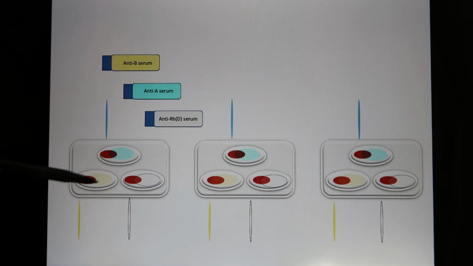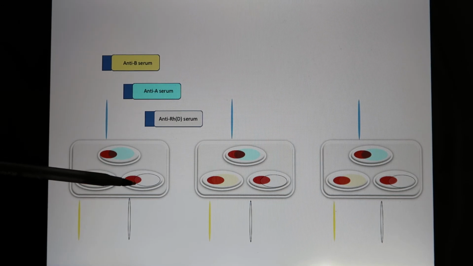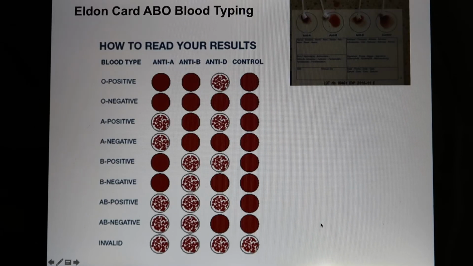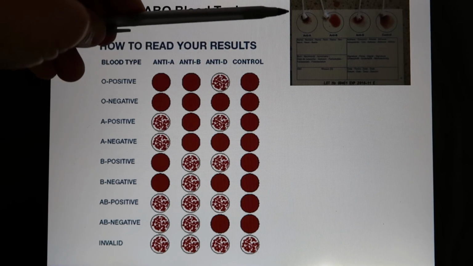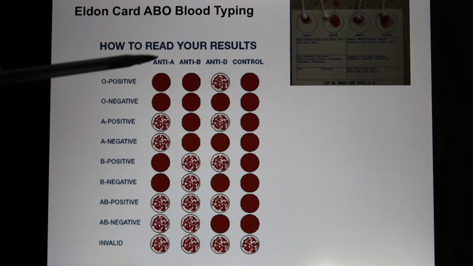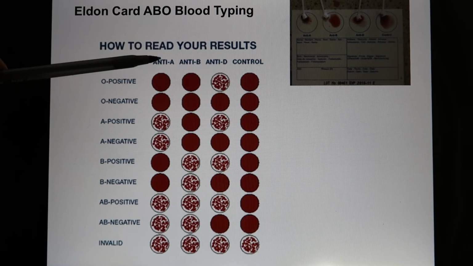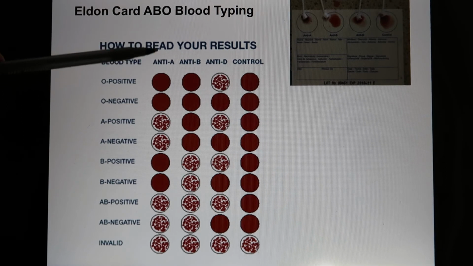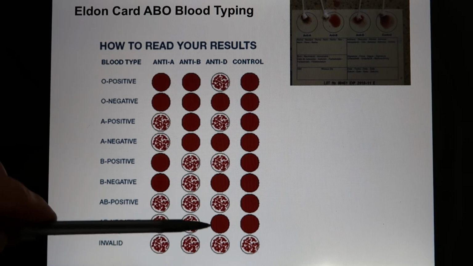So if we see 3 negatives, it means there's no antigen A, no antigen B, no antigen RH. So this person's blood type is O negative. So that's how we identify this blood type. And that's exactly what we do when we identify real blood types. So this is called the Eldon card. We take your blood and we just add those 3 different kinds of serum. This is because in the serum we have the antibody, so it will bind with the blood. So like this one.